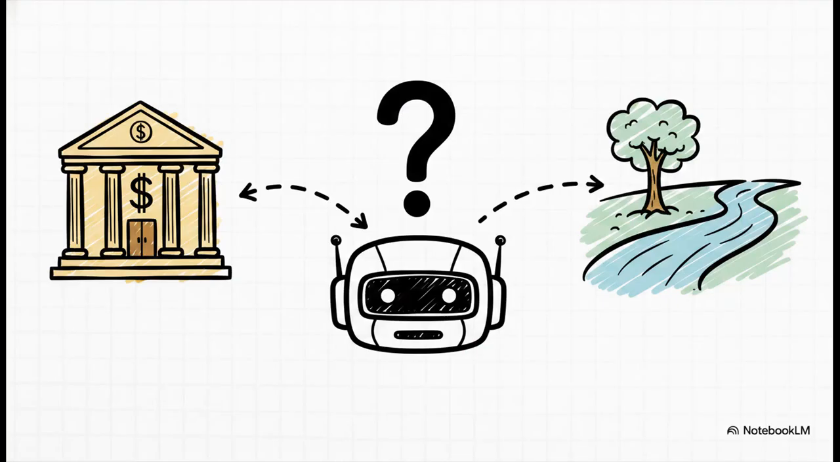And here is the perfect example of that challenge. Just look at the word bank. How in the world does a computer know if you're talking about a place to get cash or the side of a river? The word itself is identical. The only clue is the other words around it. And solving this context problem, well, that was the absolute key to unlocking everything that came next.